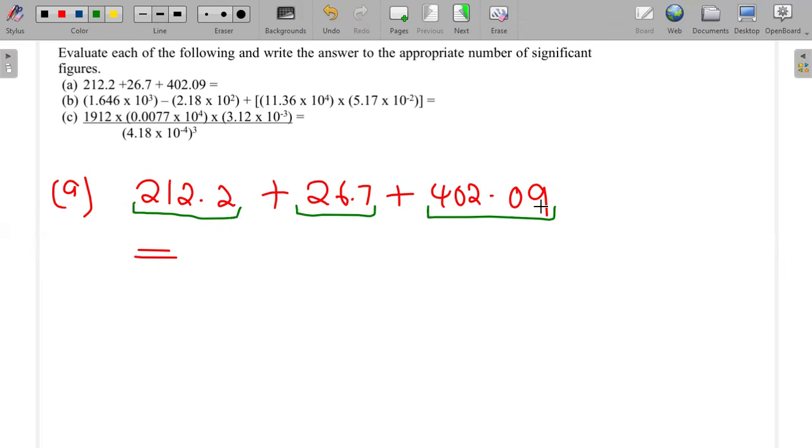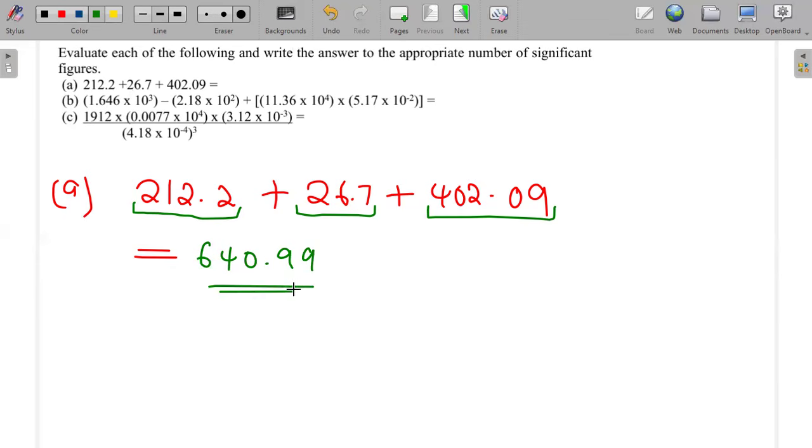So let me do that. You should also be doing this on your own calculator so that you confirm whatever I'm finding, right? So 212.2 plus 26.7 plus 402.09. The answer that I get there is 4. In fact, it's 64. So 640.09.